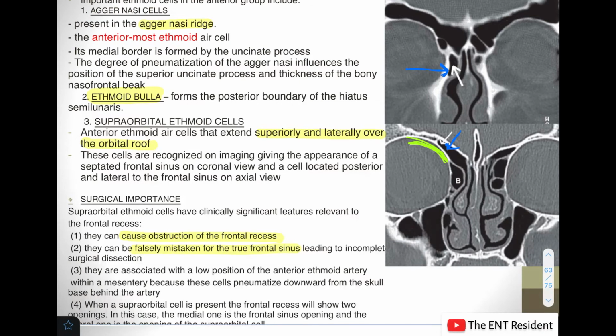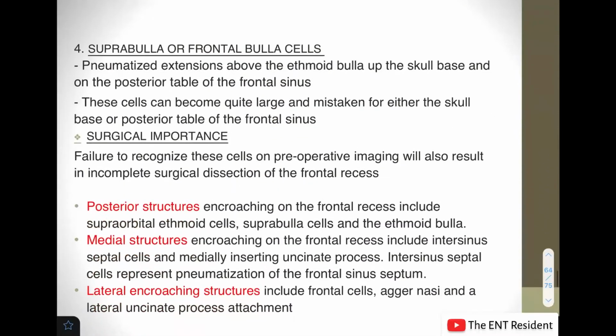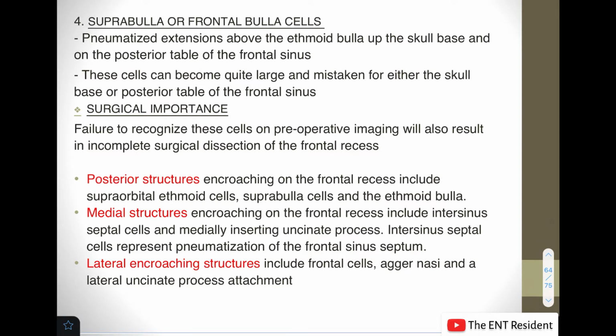Also, when the supraorbital cell is present, the frontal recess will show two openings. In this case, the medial opening is that of the frontal sinus and the lateral one will be that of the supraorbital cell. Next, we move on to the suprabulla or the frontal bulla cell.